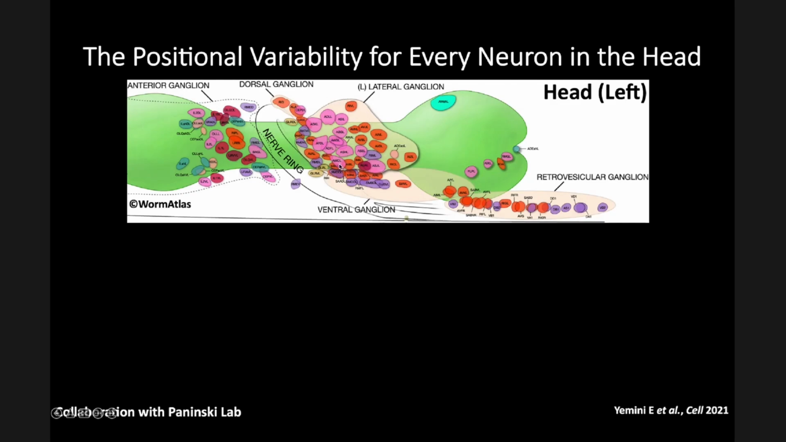So this is a lateral ganglion. It's one of the ganglia that contains neurons. It's a sac of neurons. The same neurons are in these sacs all the time, but where they're positioned in the sacs, we see some movement.